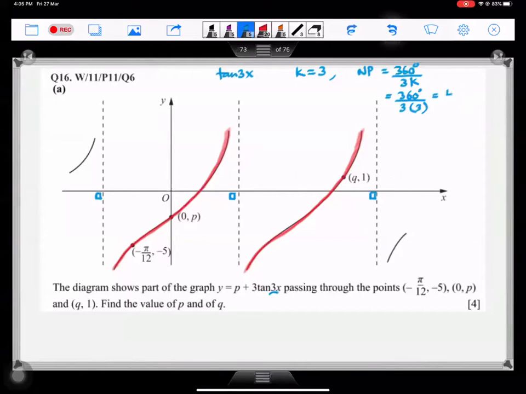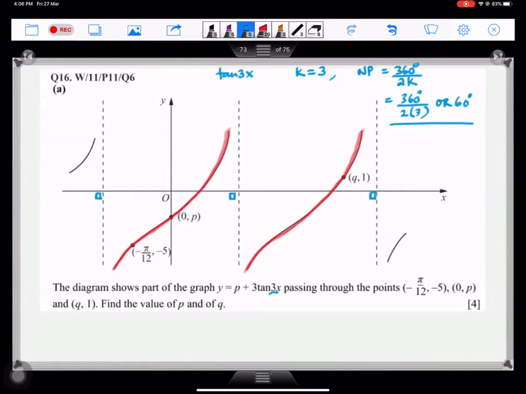My bad, I just made a small mistake. That's not 3k, that's 2k. So this is 2k. The value of k is 3. That is 360 divided by 2 times 3. So therefore, 360 divided by 6 is 60 degrees. So the period of this function is 60 degrees.